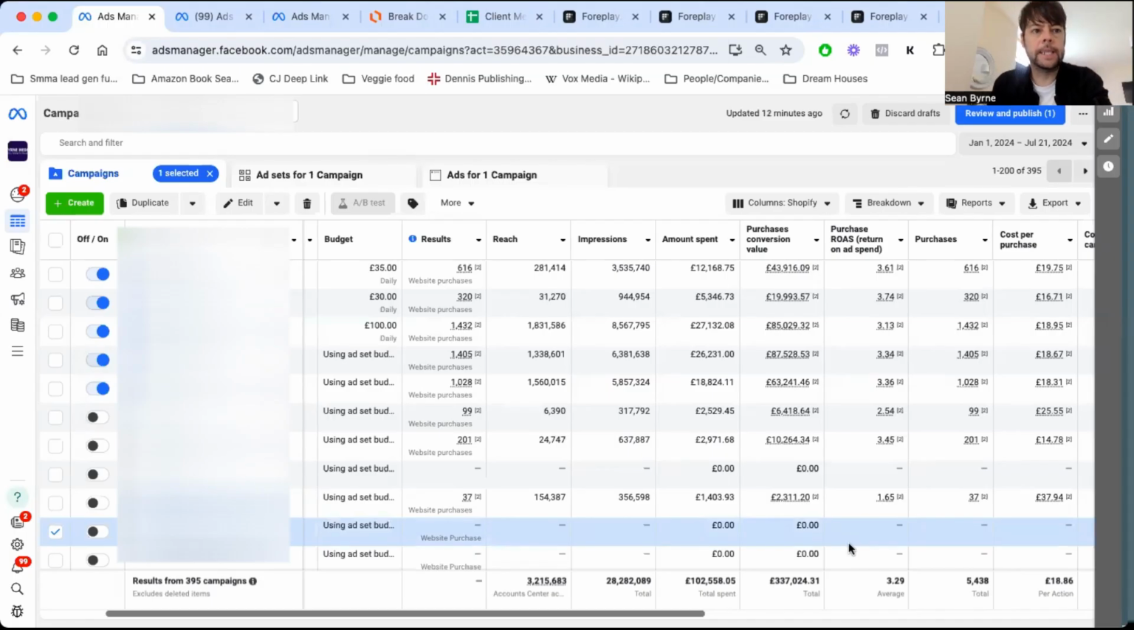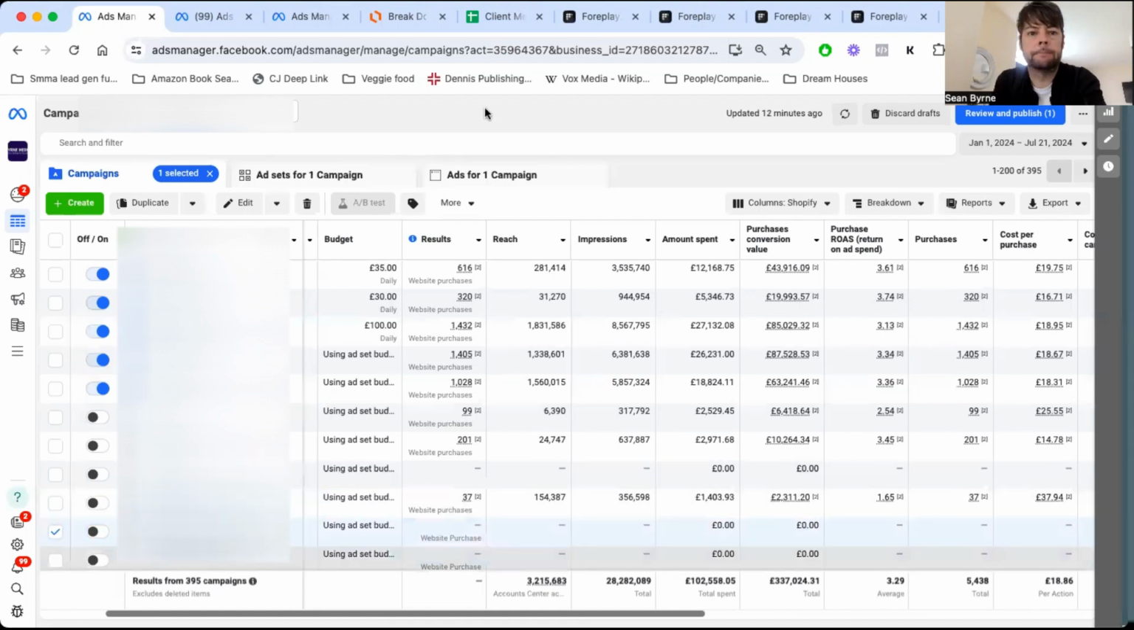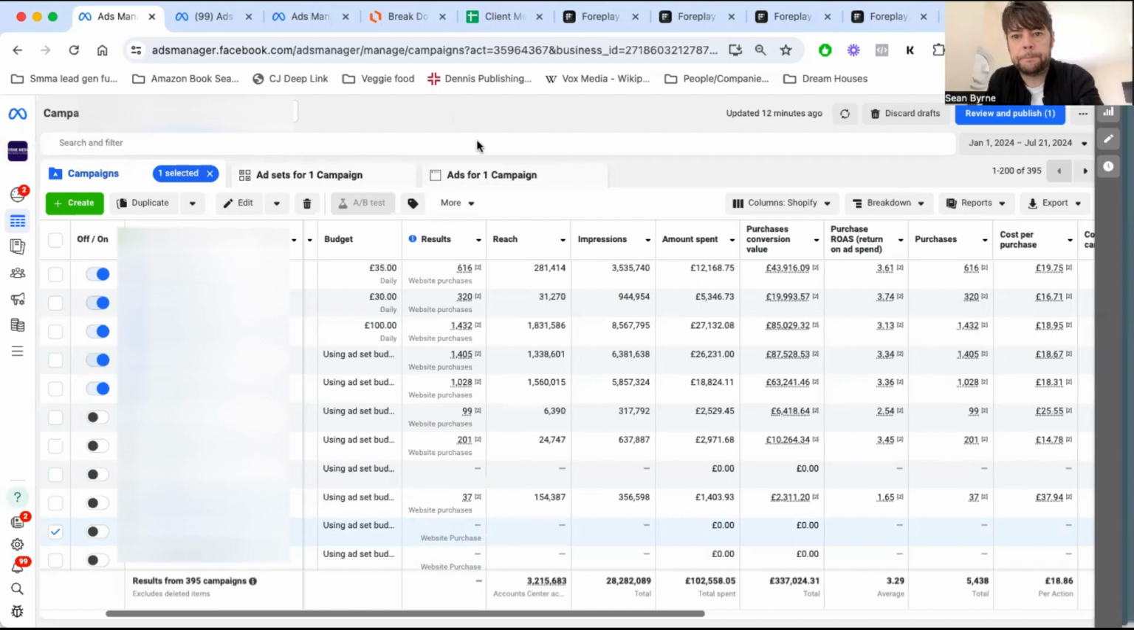All right, guys. So you can see here that I have my Facebook Ads Manager open. Byrne Media, you can see on the side, at the very top, that we are in the Byrne Media Business Manager. This is one of the accounts. And as I said before, these are results from January 1st of this year to the 21st of July, which was actually yesterday. So with that in mind, here are the results, and here are some of the figures that we need to look at.